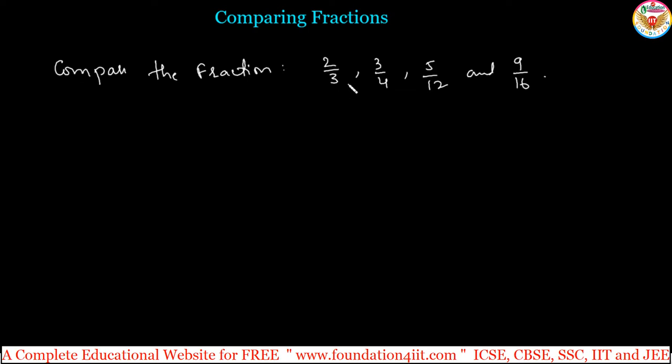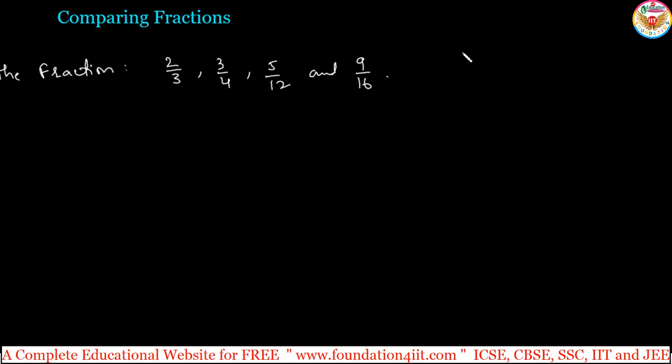For that, we need to convert these fractions into like fractions first. As I explained previously, we need to convert these given fractions into like fractions. Then after converting, all the denominators are the same, and based on the numerator, we will see which is smaller or bigger, just like whole numbers. 3, 4, 12, 16 are the denominators. So let us find out the LCM first.